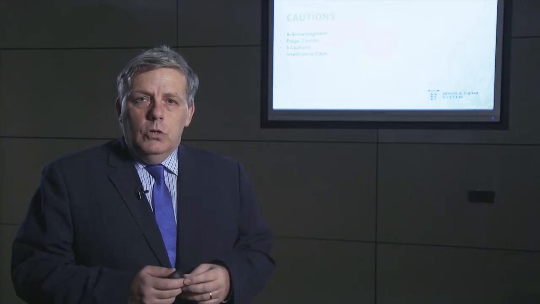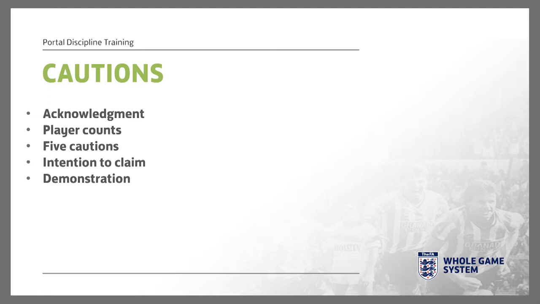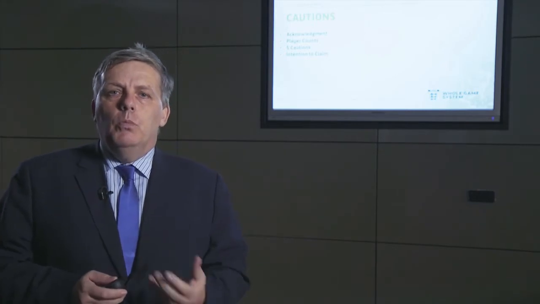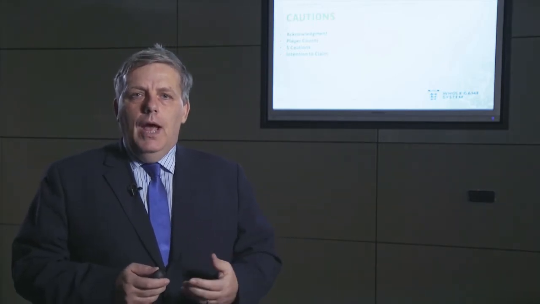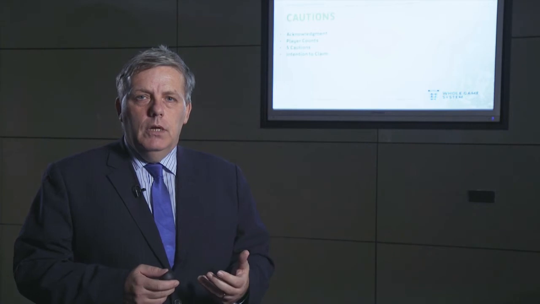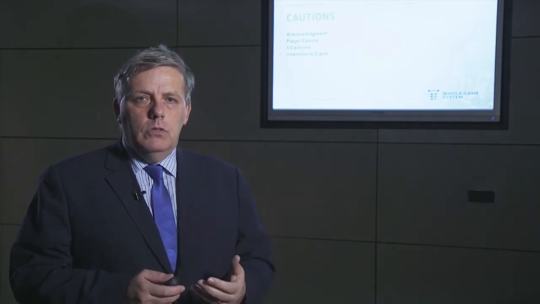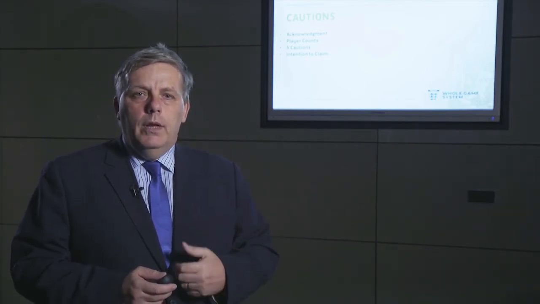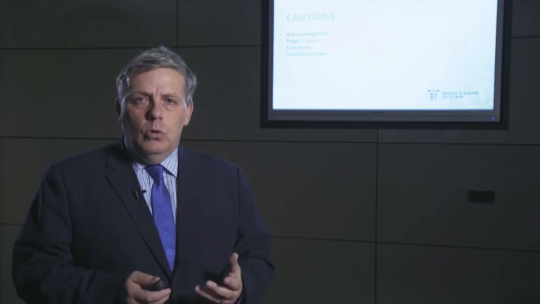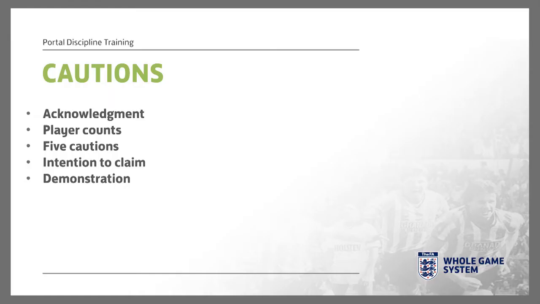Look at how the system deals with cautions. You will be able to acknowledge cautions as soon as they are activated by the County Football Association. In addition to that, you will be able to see the player records and their caution counts continually, and will be able to check and verify those. So you will be aware when a player is nearing 5 cautions and may be subject to a suspension.